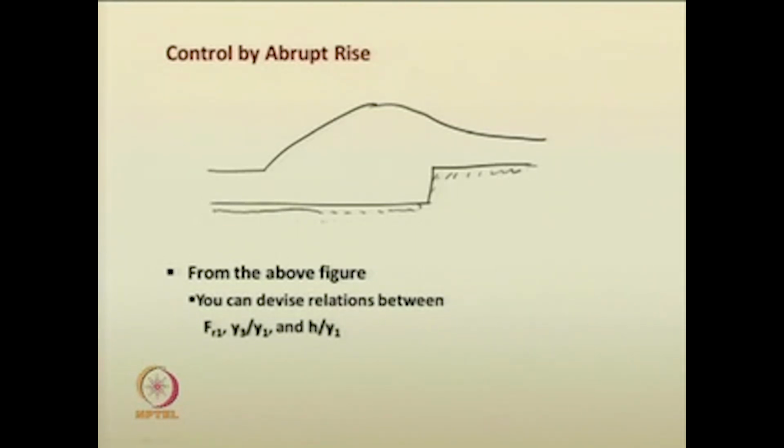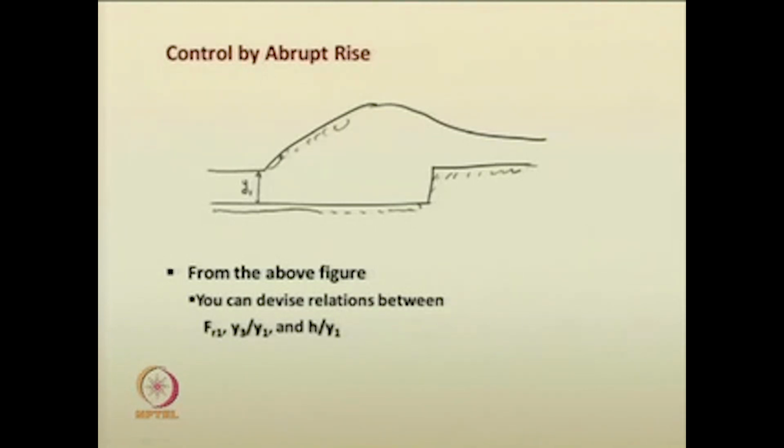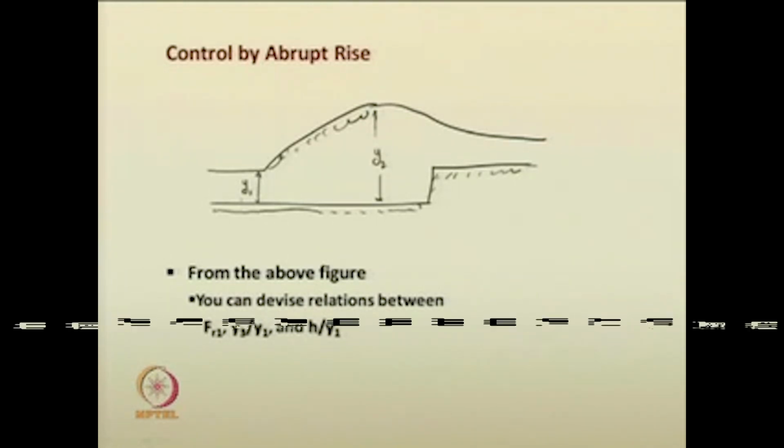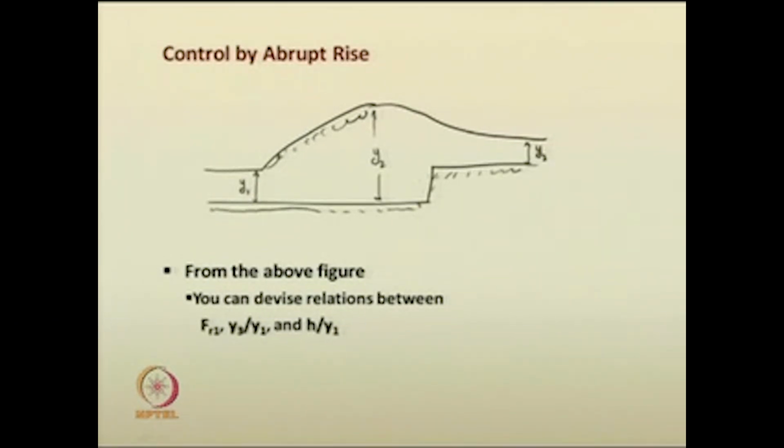So, in this case you have the upstream or pre-jump depth as y1, then the jump with the proper rollers. You have the sequent depth of this pre-jump depth as y2. Then you have the height over the sill, that is the depth of water over the sill, where the channel bed is raised here. So, that is y3. And you have the height of the sill as h.